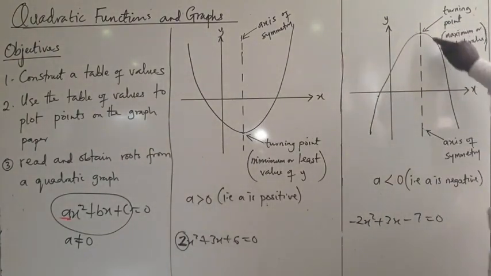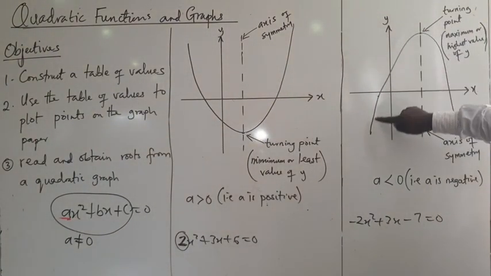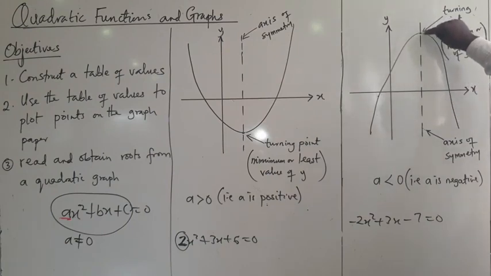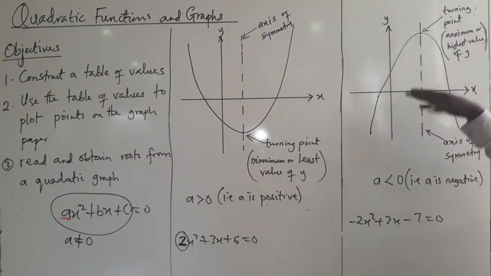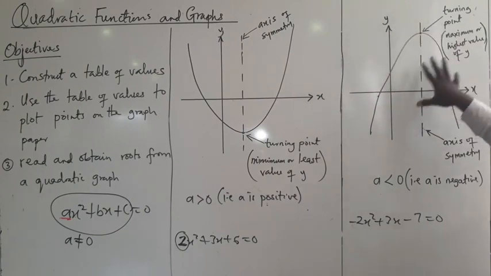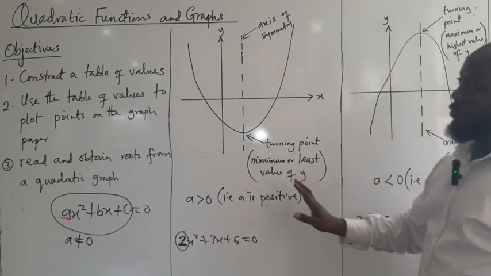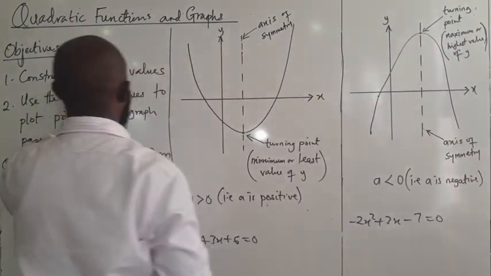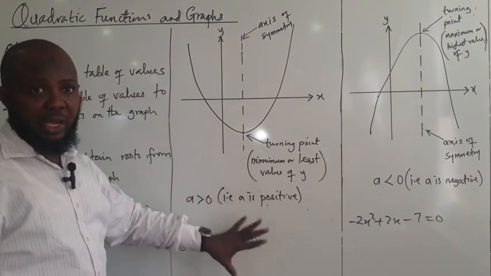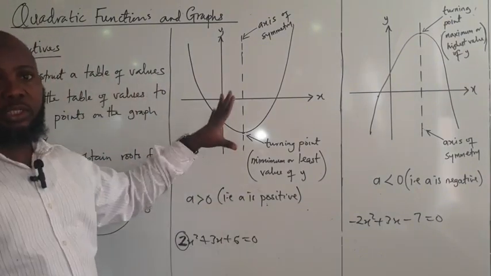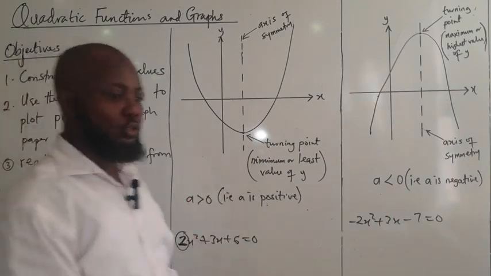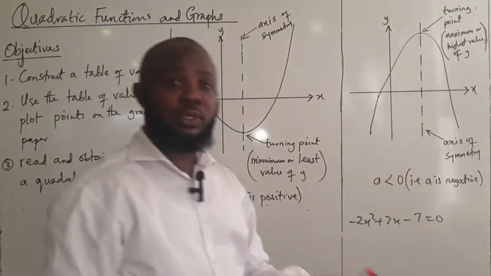In this case, the graph is increasing up to the turning point, and after this, the graph starts dropping. So that is the turning point, or we call it the maximum or highest value of y. All these are the things we want to learn in this video, that is the line of symmetry or axis of symmetry, and so on. We're going to start with how to construct a table of values. We're going to write some questions out to see how we can construct a table of values. Then we can go into the details of the graph.